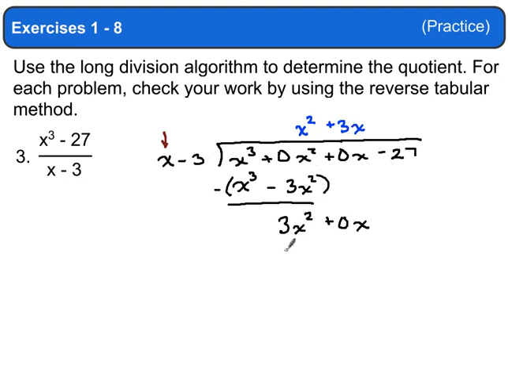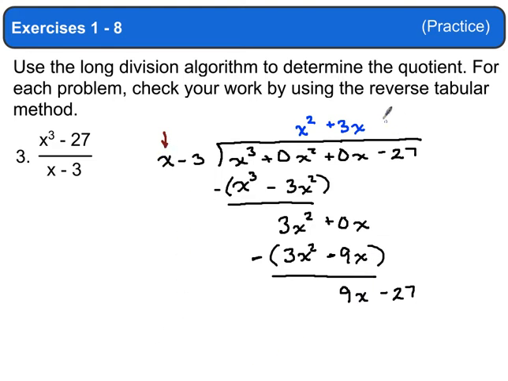3x times x is 3x squared. That's again an indicator you're doing the right thing. 3x times negative 3 is negative 9x. We close the parentheses, put a minus sign in front, we draw a line. These you want to be the same, so they go to 0, and then 0 minus negative 9 is 9x. We bring down this last piece, and then we do the last part.